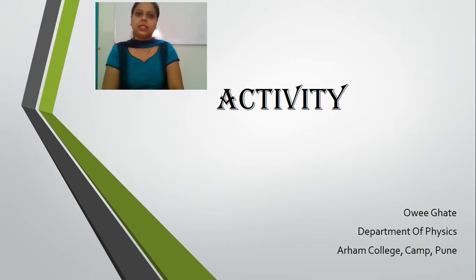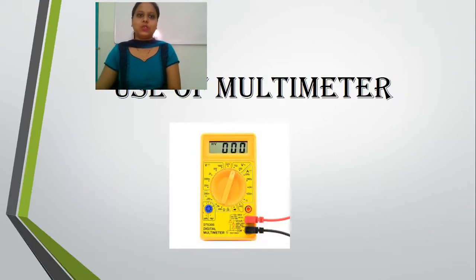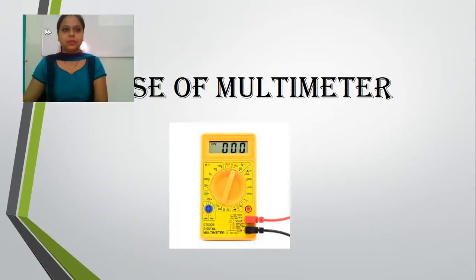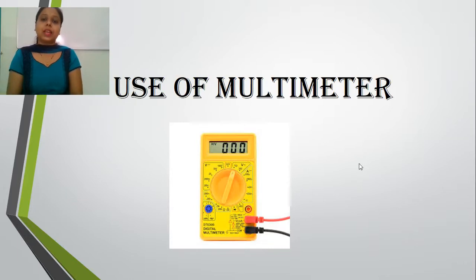The activity we are going to start has 5 marks. The weightage for this activity is 5 marks. These activities are very simple to understand and very short for writing purposes. So let's begin this session with the identification or the use of the multimeter. This activity is about the multimeter.